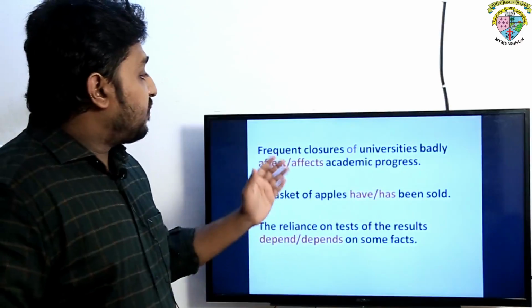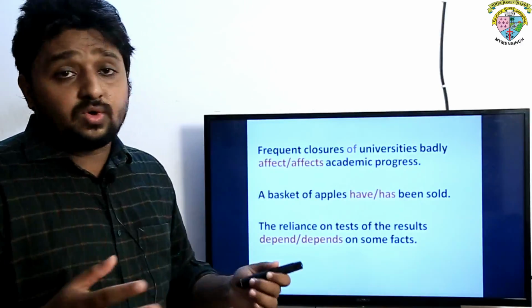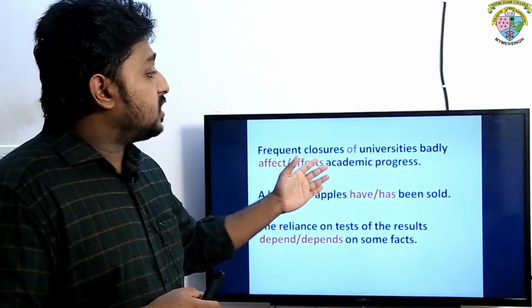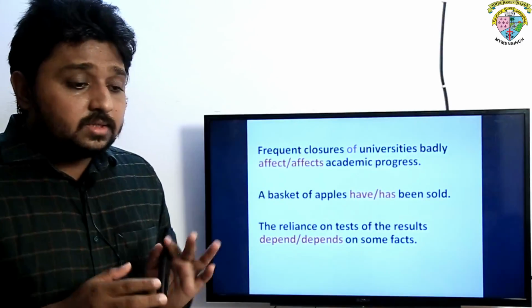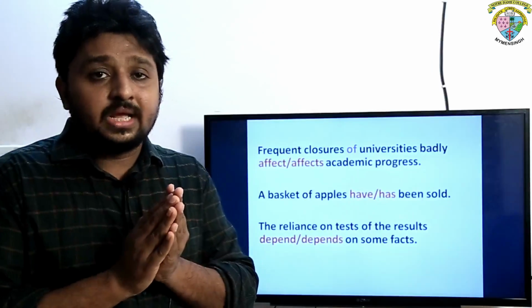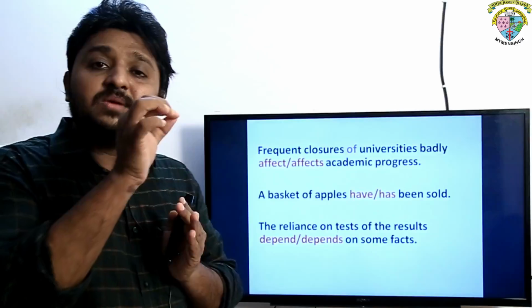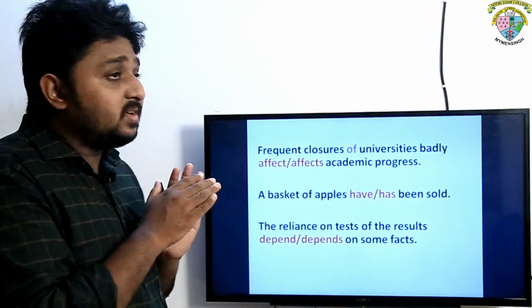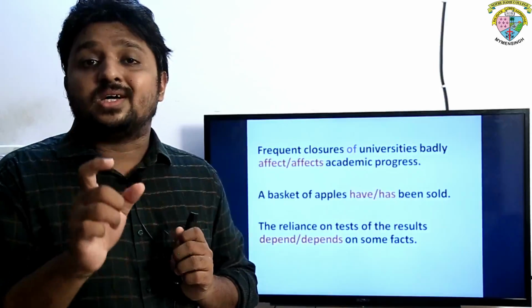Look at this: frequent closures. Closures, you know that our college is now totally off. So, frequent closures of universities. When two or more subjects are connected with a preposition, that time we have to put emphasis on the first subject. And that time we have to select the verb according to the first subject.